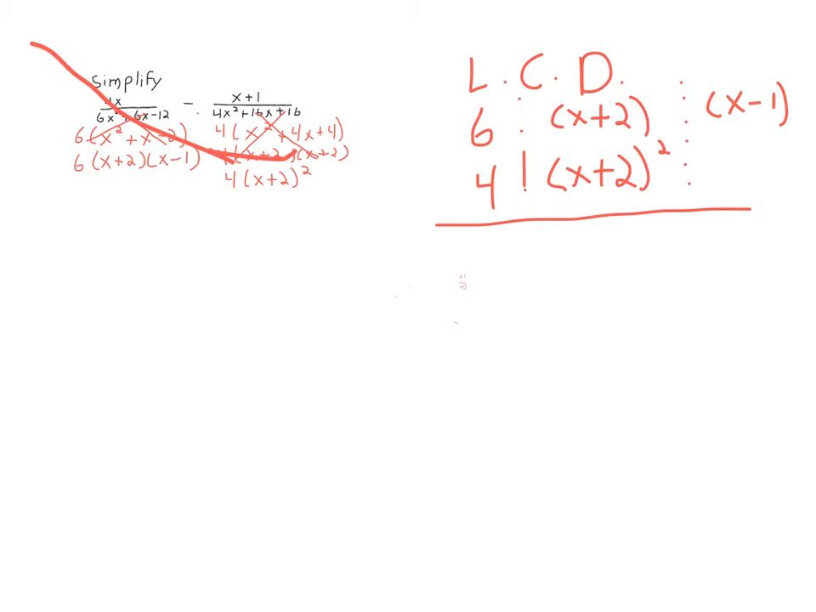Then I'm going to go through piece by piece, column by column. 6 and 4 have a least common denominator of 12. Those are the numbers, those are the ones we know how to do. I go to the x plus 2 column, and since they have matching expressions, take the one to the highest power. So this would be x plus 2 squared. And then I'm going to go to the x minus 1 column. Bring it down. Even though there's none here, it still needs to be represented in our LCD. So our new least common denominator is 12 times x plus 2 squared times x minus 1.